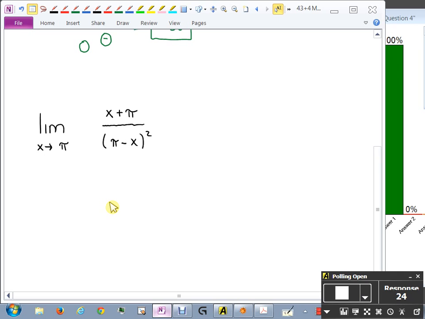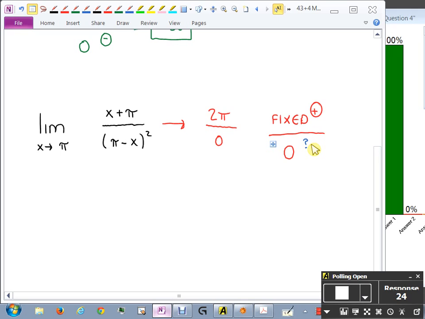All right, so first thing, just plug pi in for x. Tell me what you get. On top, pi plus pi, 2 pi, divided by 0. So I have a fixed number. What can you tell me about the top? It's always positive over something that's going to 0, yes? The question is, is it going to 0 positive or negative, right? Positive or negative.